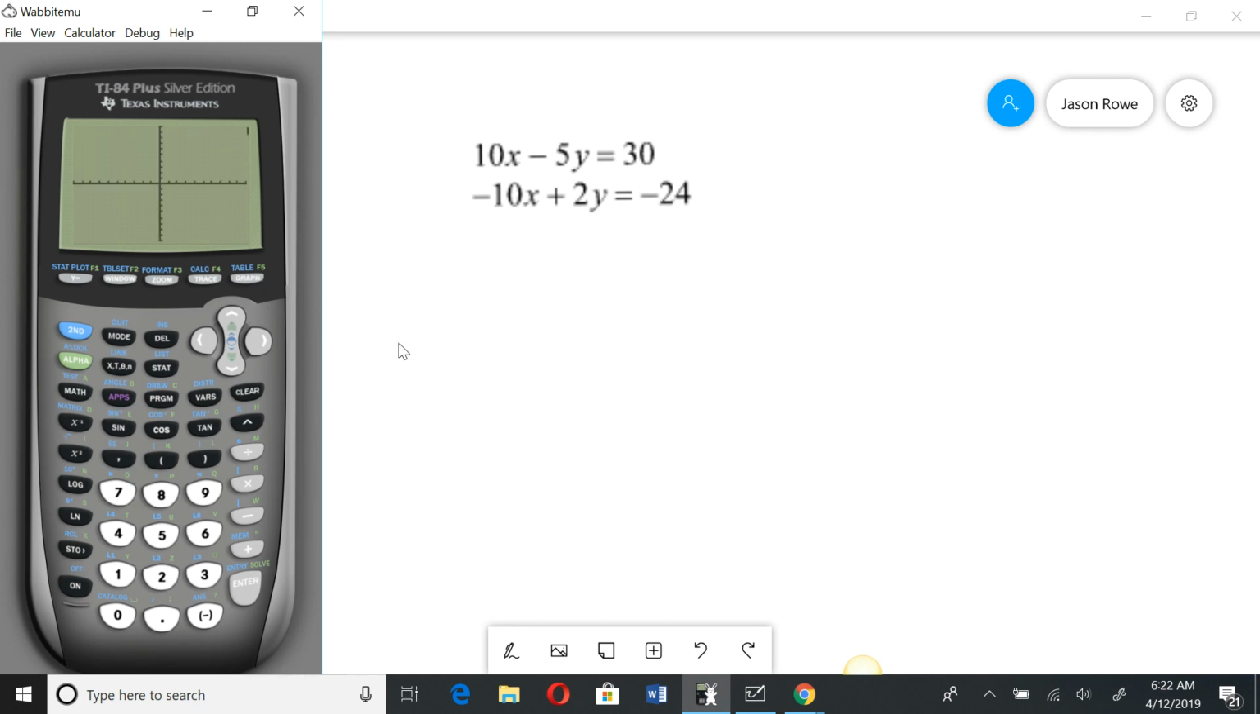I'm going to hit my graph, see if I see my intersection. And yep, I see it right there. So I'm going to hit second trace, option 5. Enter, enter, enter. Now look, our point of intersection is 2, negative 2.